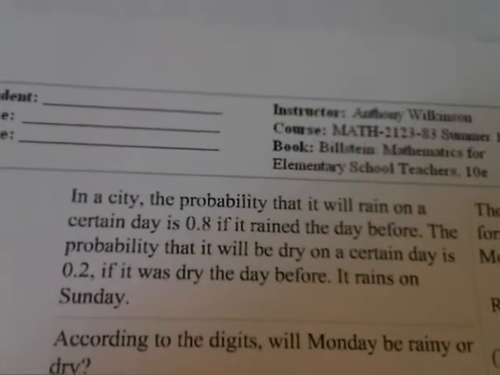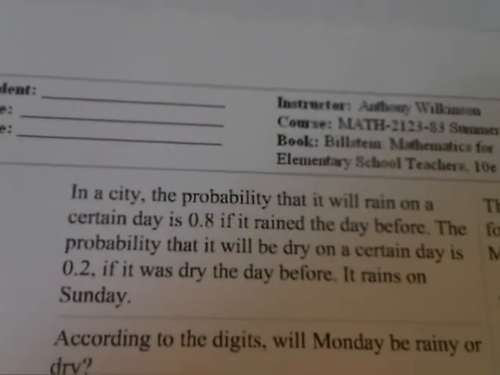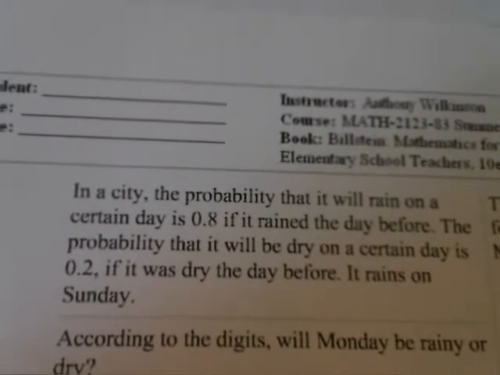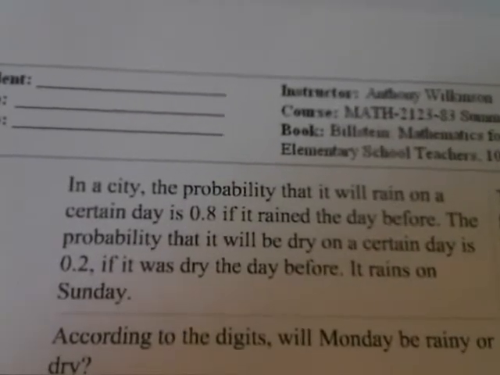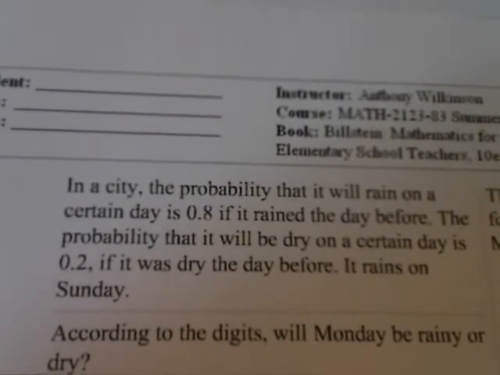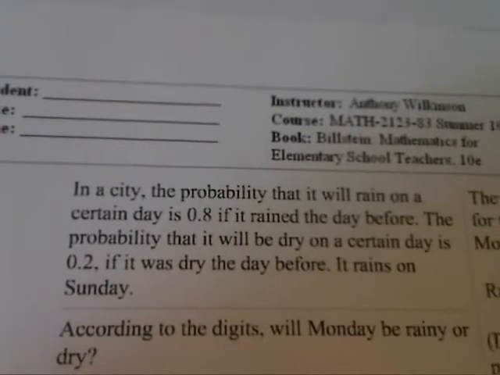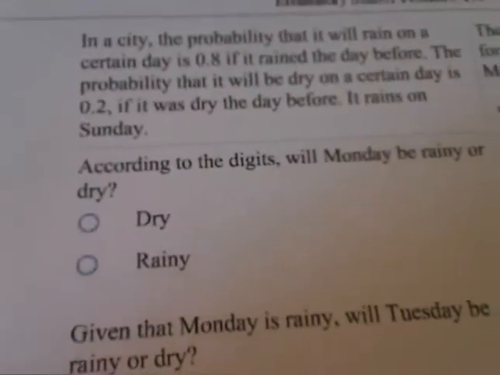In a city, the probability that it will rain on a certain day is 0.8 if it rained the day before. The probability that it will be dry on a certain day is 0.2 if it was dry the day before, and it rains on Sunday. Okay. All right, now let's take a look at this problem here.